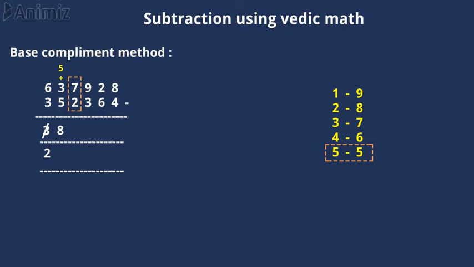2 minus 7. 2 minus 7 is 5. There is no need for borrowing, right? Write down the number 5 as it is. See, students, listen carefully. If there is no borrowing, no need to cut down the number 8 and write down the previous number. You got it clear? Okay, go to next number.